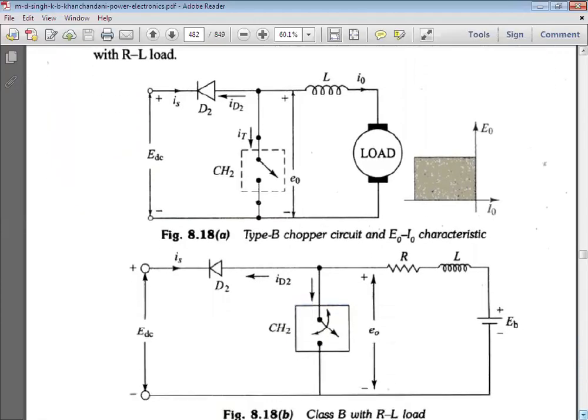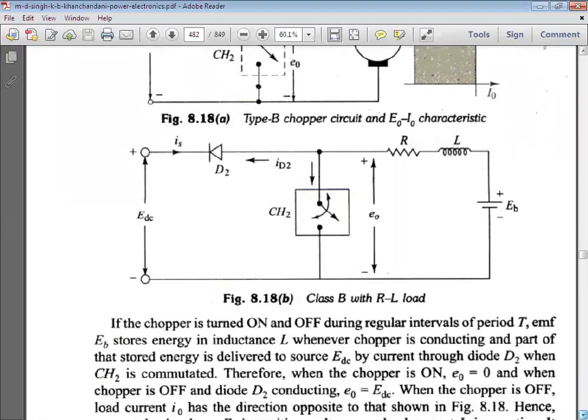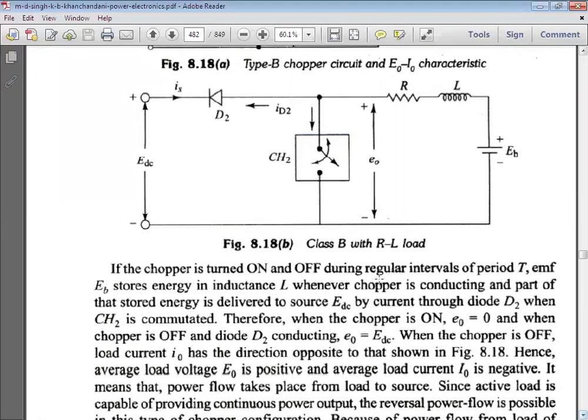Now see how it works. For simplicity, you can use this diagram also. When the chopper is on, okay.